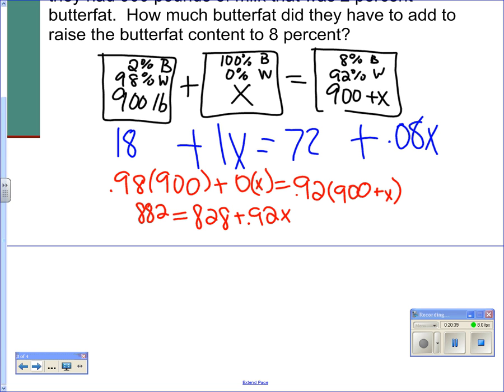I still got it wrong. Of butter, fat, or whatever. No, you say gram. You don't have to do that. I mean, you can. I won't mark it wrong. But you don't have to add what it is, because it says how much butter fat did they have to add. You had to add 58 pounds or grams. Any other questions?